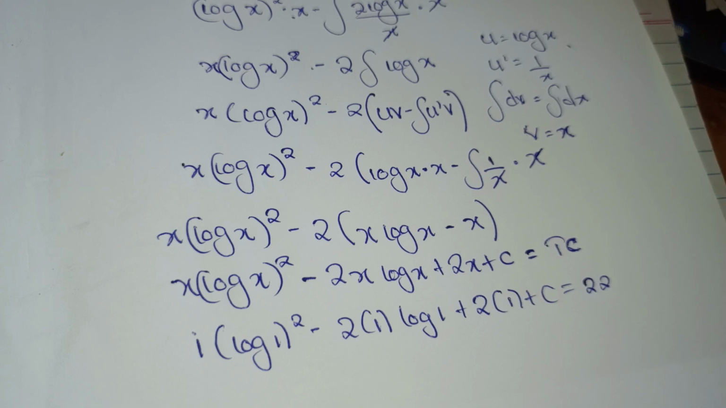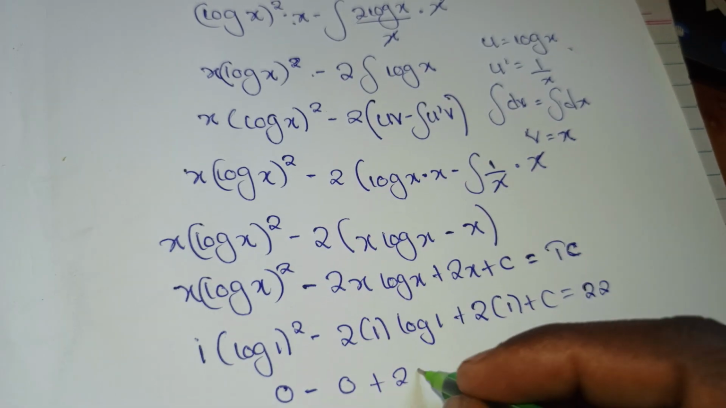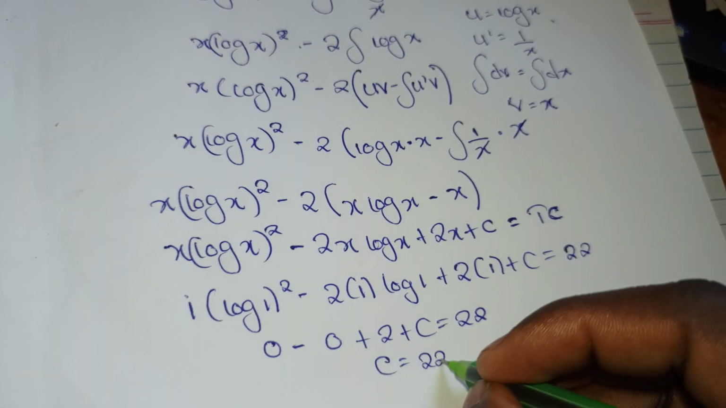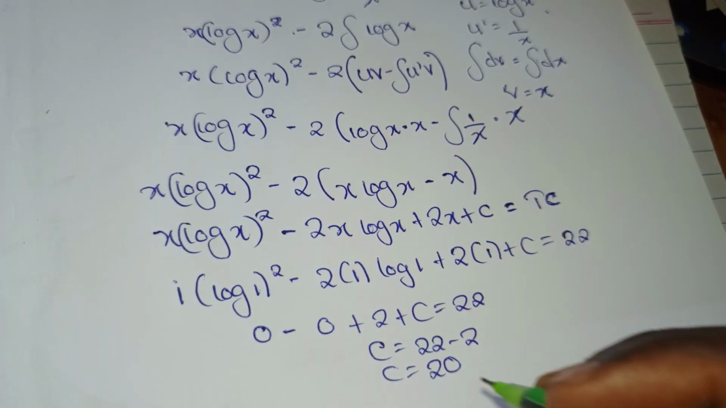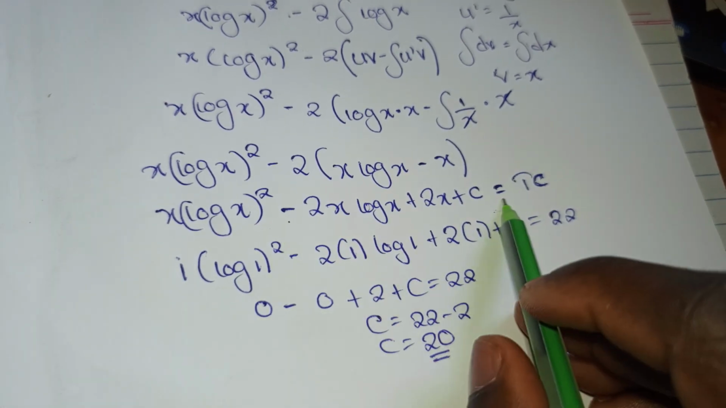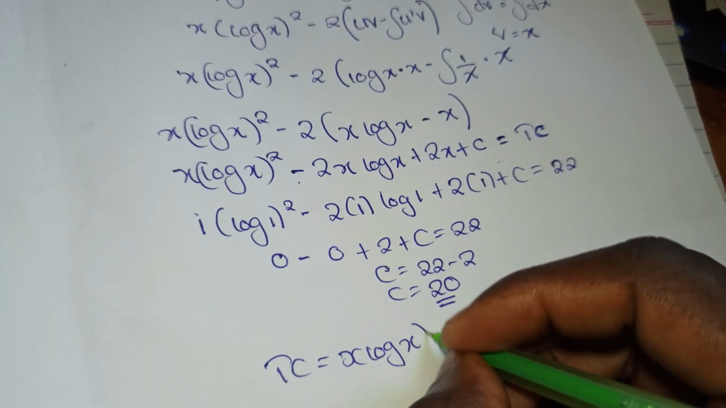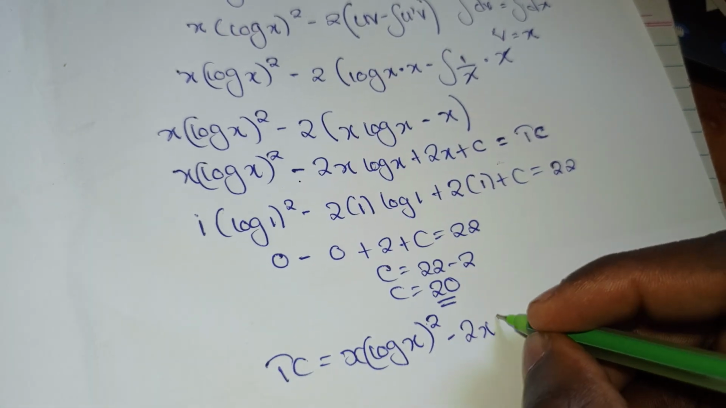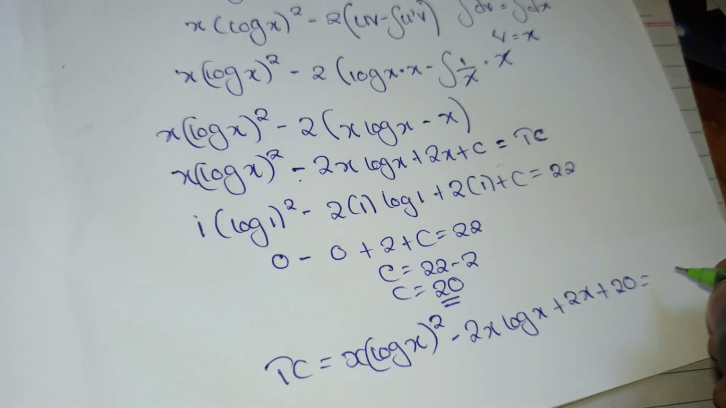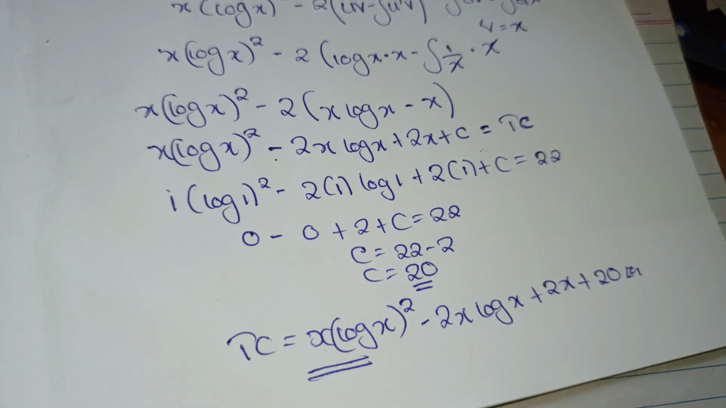We know log 1 is always 0. So we have 0 minus, also here there is a 0, plus 2 plus c is equal to 22. From here we can group the like terms. So c is equal to 22 minus 2, so c is equal to 20. Then from here we can just rewrite the equation from the total cost side, where total cost is equal to x (log x) squared minus 2x log x plus 2x plus 20. So this is the equation for the total cost.